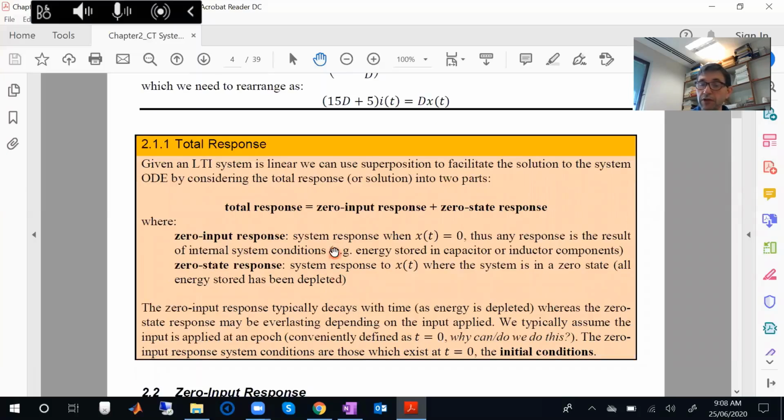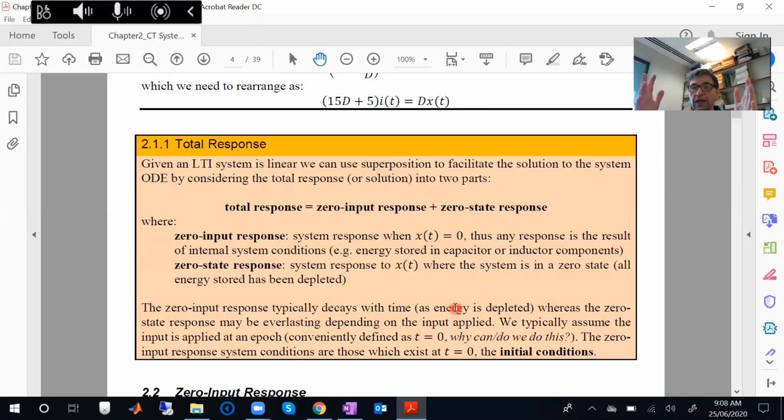Now, the zero input response will usually decay with time. That's an important behavior, because if you have no input and you have current energy in the system, the energy has to dissipate, so the response will tend to decay. So the zero input will not last long. The zero state response, however, will last as long as you have input. So if you keep applying an input, you'll keep having a zero state response.